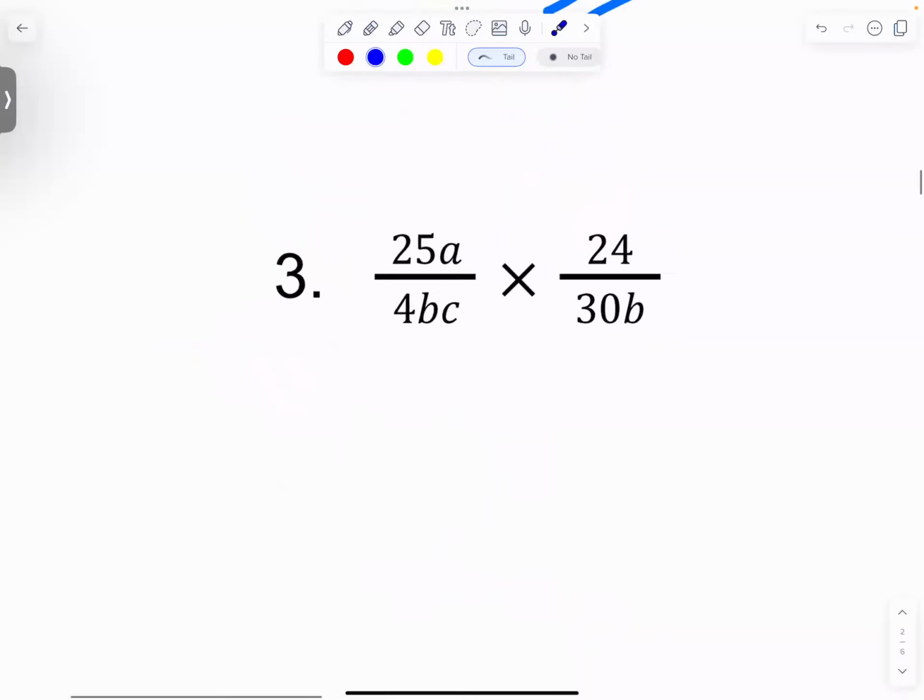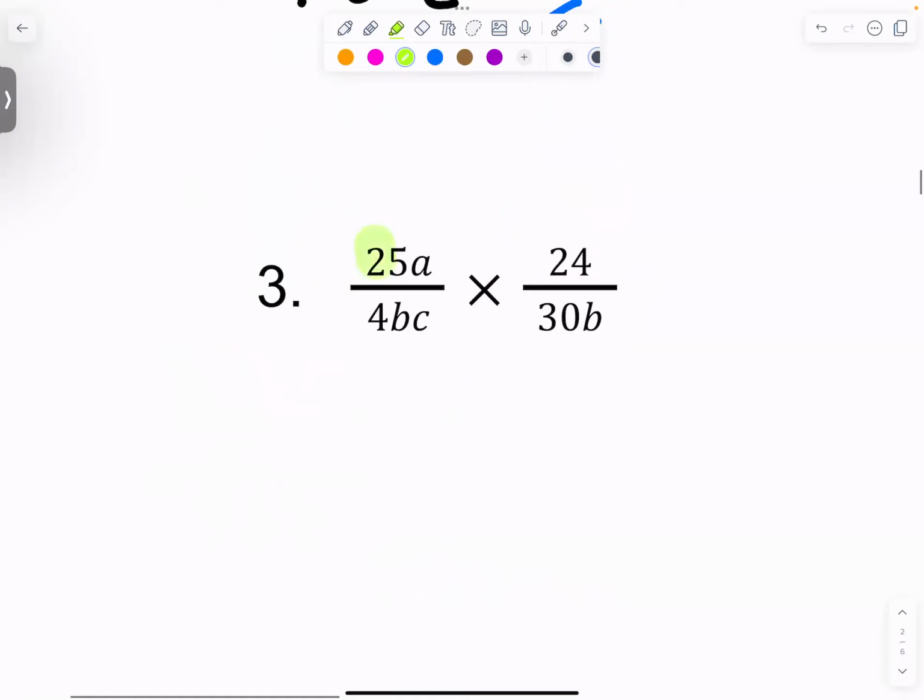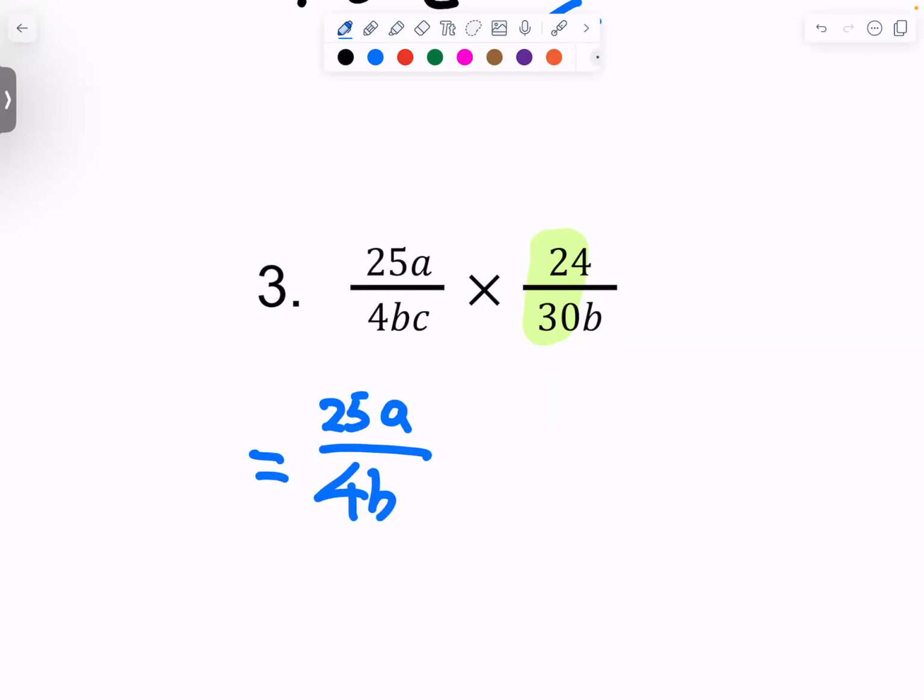Number 3. Up and downs first. Nope, they can't be simplified. The other side can. Do that first. And what do you get? So 25a over 4bc. They both can be divided by 6. Yep, so 24 divided by 6, 4. 30 divided by 6, 5.